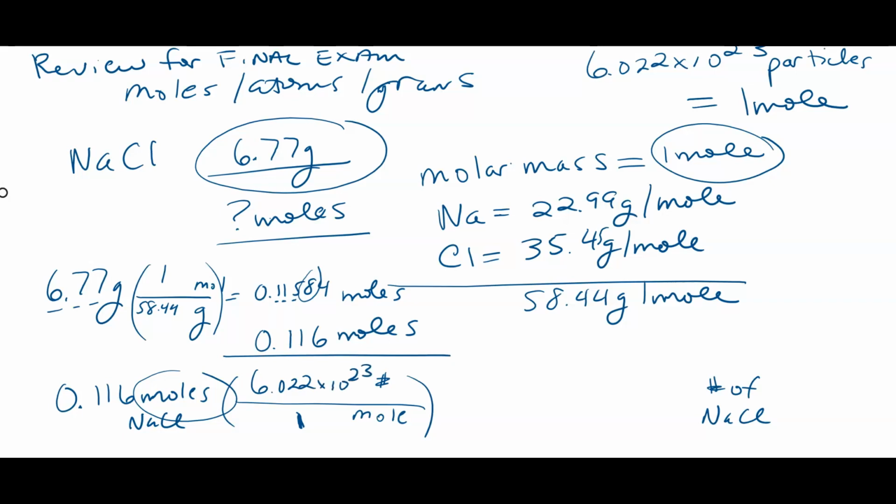In your calculator, remember you can use the EE key or the EXP key or the up caret key. You're going to do 0.116 times 6.022 EE 23, or the up caret key, or the EXP key. I haven't used this calculator in a long time. And when you do that, you should get this answer.